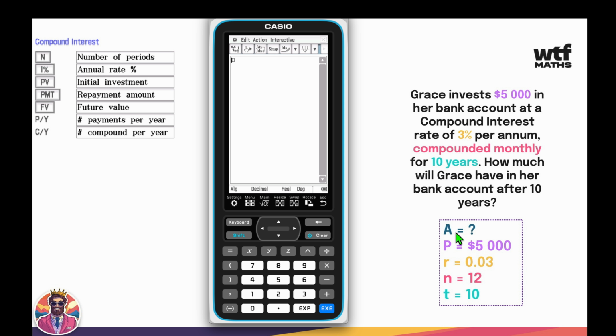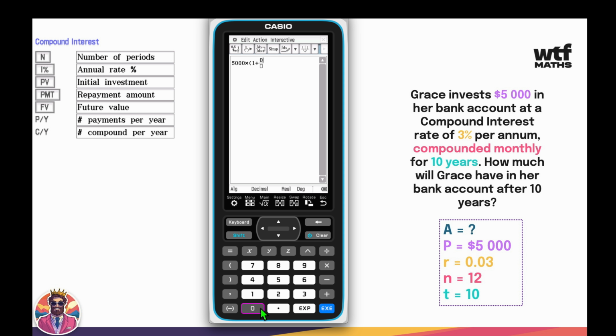So we've got our A, P, R, N, and T, and we want to use all this information and somehow put it on the ClassPad. The first thing you can do, and probably the most simple thing to start with, is to type it on your ClassPad manually. So we can do that by just typing in 5,000 times bracket 1 plus. Now, if I want to do a fraction, you can either go keyboard and press the fraction button here, or if you remember the shortcut, you can go shift divide.